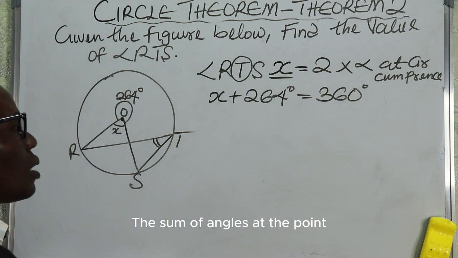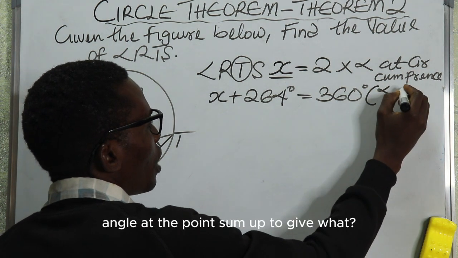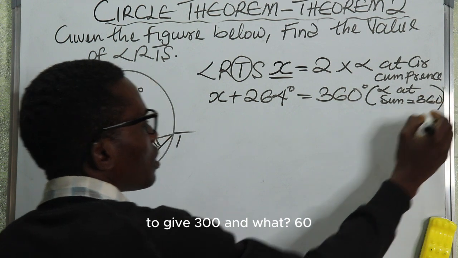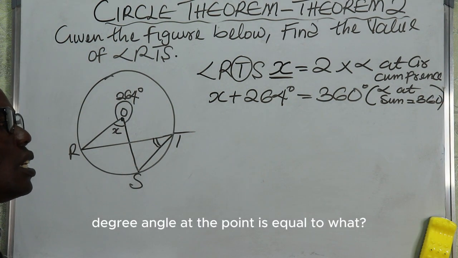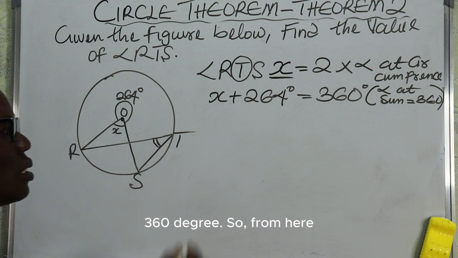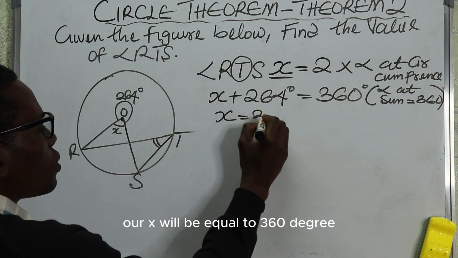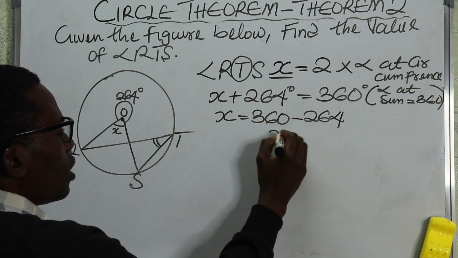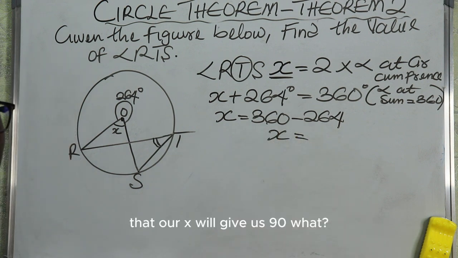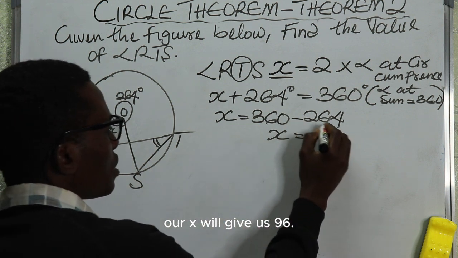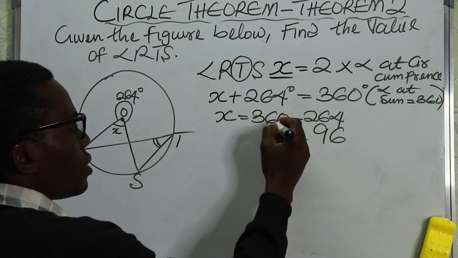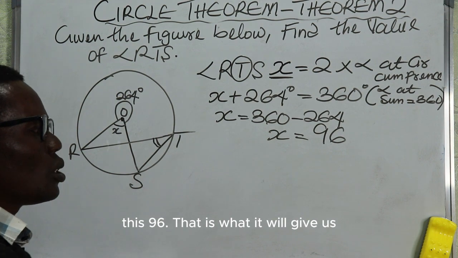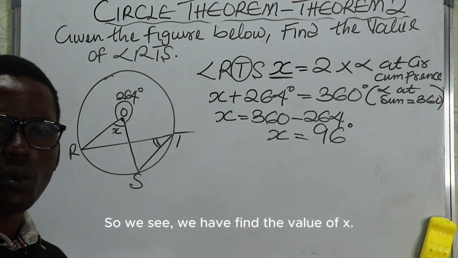The sum of angles at a point, that's the reason, angles at a point sum up to give what? To give 360 degrees. Angles at a point is equal to what? 360 degrees. So from here, our x will be equal to 360 degrees minus 264. So our x will give us 96. 10 minus 4 will give us 6. Then this 96, that's what it will give us. So we see, we've found the value of x.